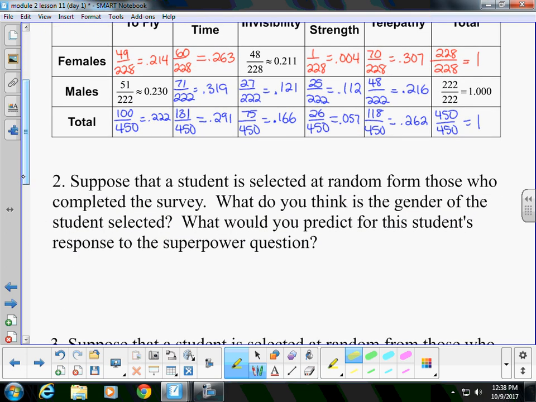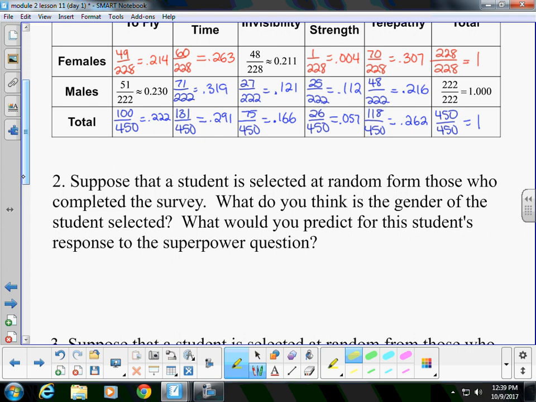Okay, suppose that a student is selected at random from those who completed the survey, that should say from. What do you think is the gender of the student selected? What would you predict for this student's response to the superpower question?